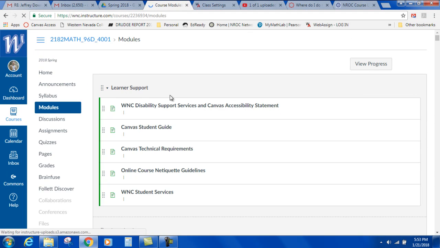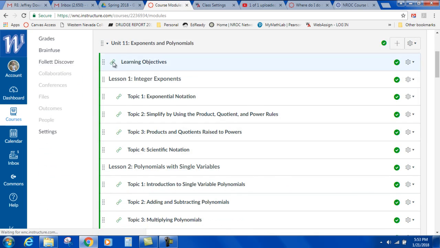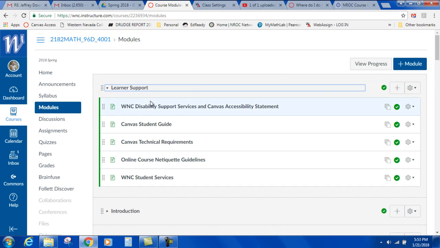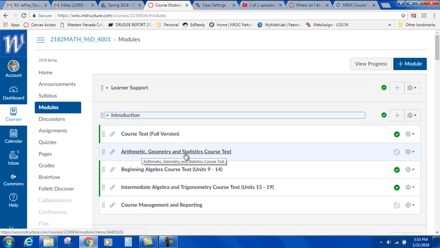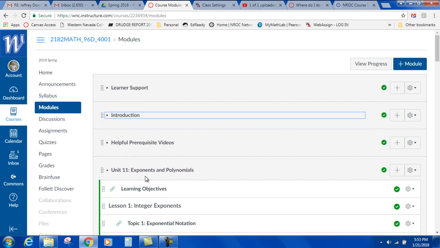If it opens up. There we go. So looking here at the modules, first module is learner support, and there's information there about using Canvas if you haven't used it before, and WC student services, netiquette guide, and all that. Next is introduction. This one has the full course text. You wouldn't be able to get this part, but this is in here, and you don't have access to that. But here's the books we're going to be using, the chapters we'll be using for this course. They're also going to be in the modules themselves.